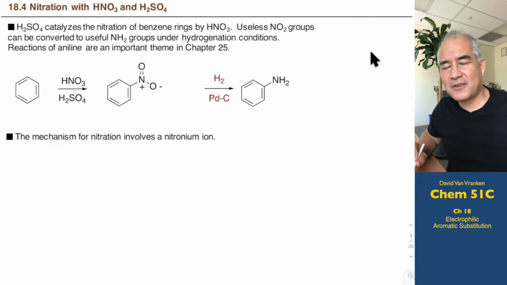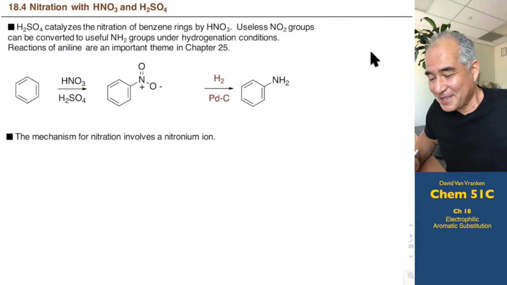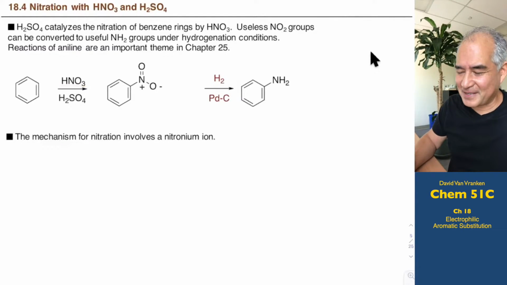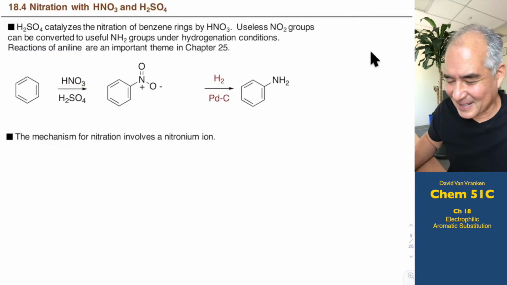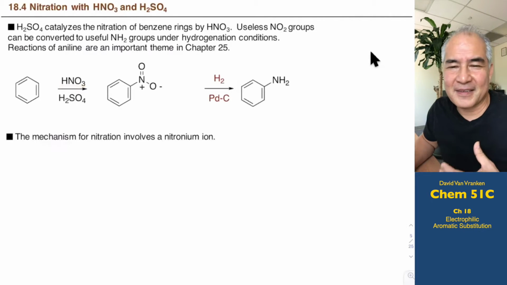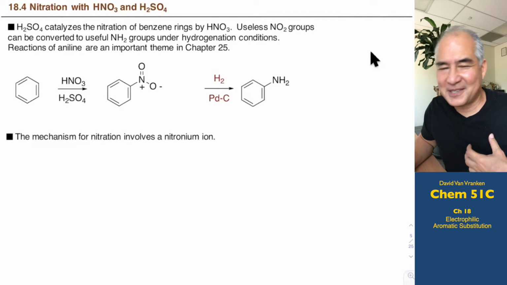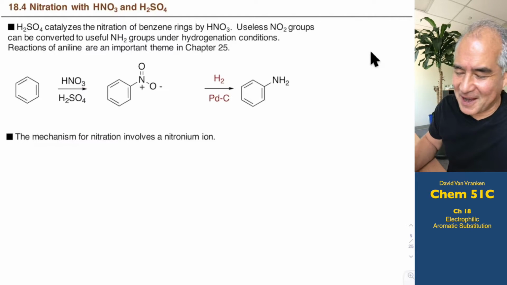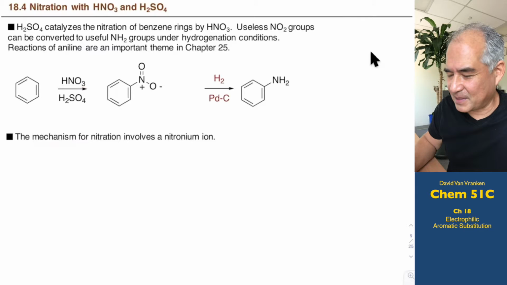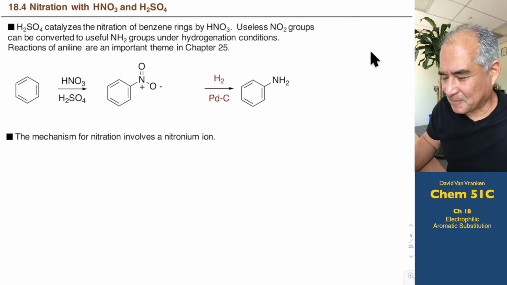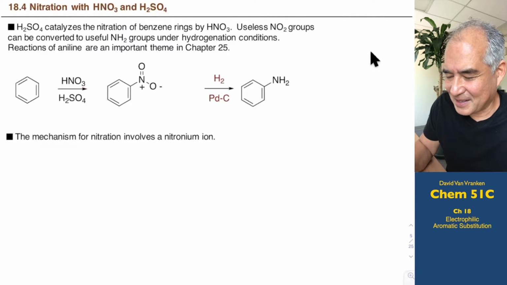First, let me start off by saying, why would you want to do this? Why would you want to put a nitro group on a benzene ring? Pretty much, the only reason to put a nitro group on a benzene ring is to reduce it down to an amino group. That's what you really want on there. I tend to think kind of like a medicinal chemist, and medicinal chemists do not like nitro groups on their drugs because there's some sort of problem with toxicity and metabolism.